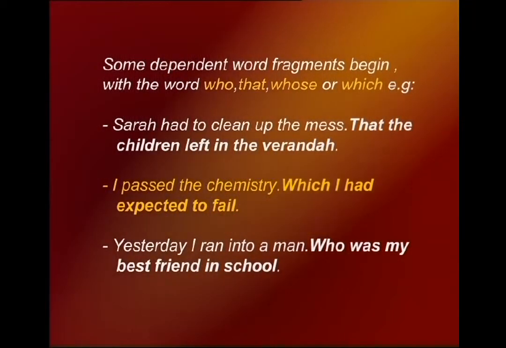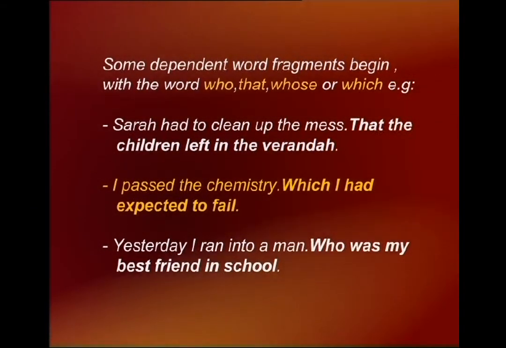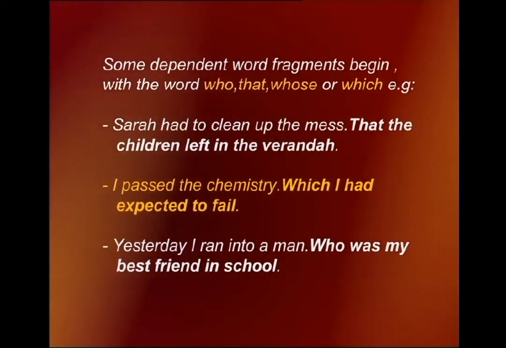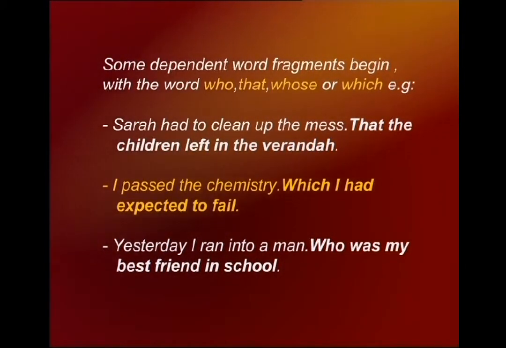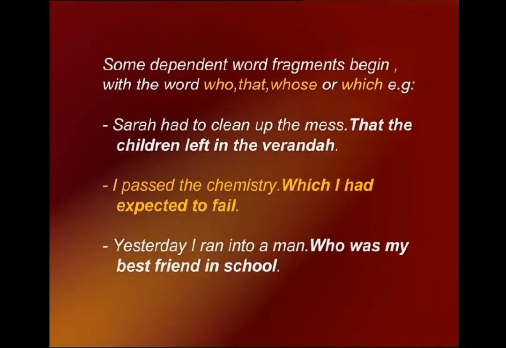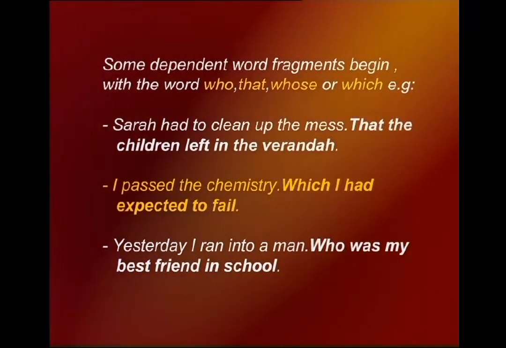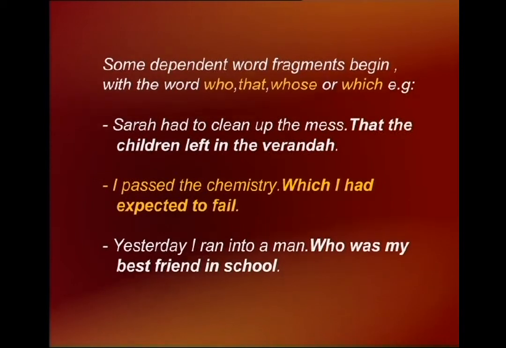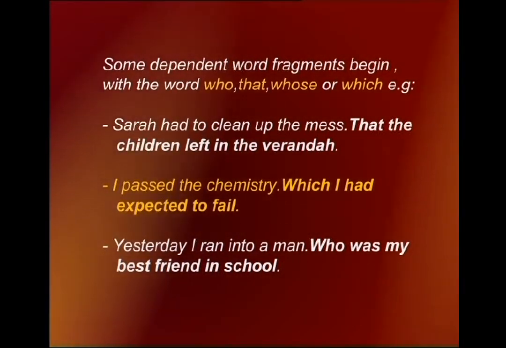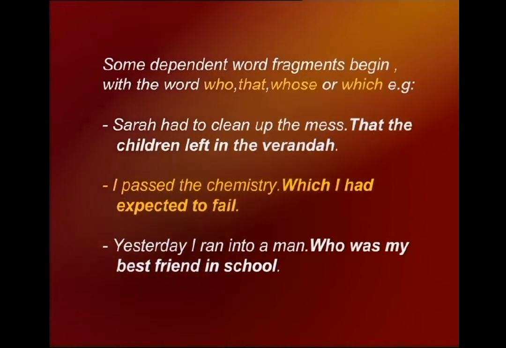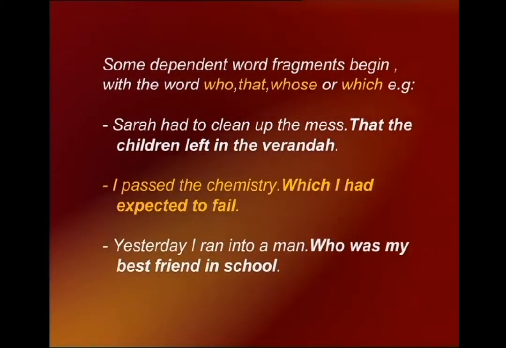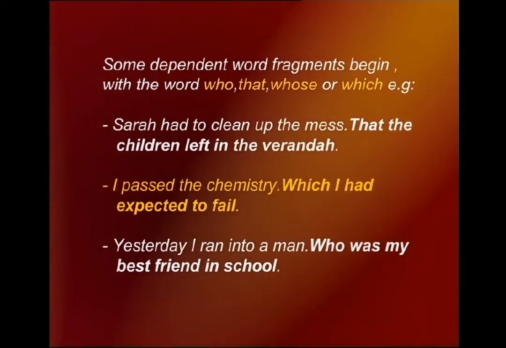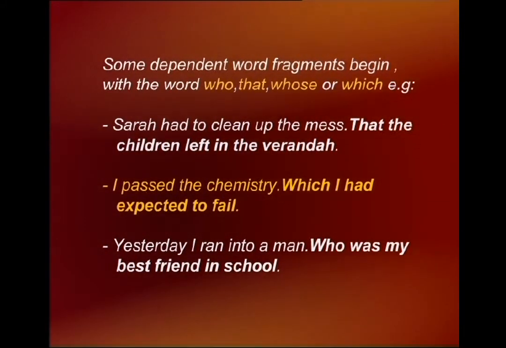Now, there are some dependent words. The list that you saw, this is in addition to the list that you saw earlier. There are dependent word fragments which begin with the words who, that, whose, or which. Take this sample. Sarah had to clean up the mess that the children left in the veranda. Now notice, here the fragment does not begin with the usual dependent words, but it begins with words like who, that, whose, or which.